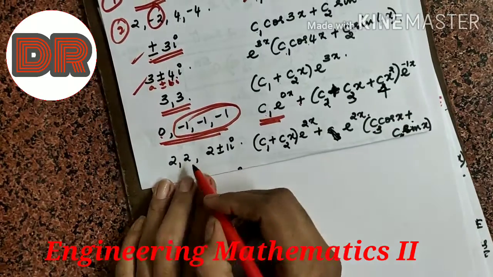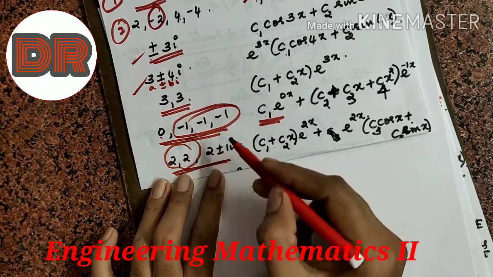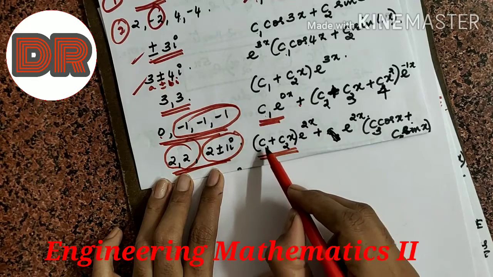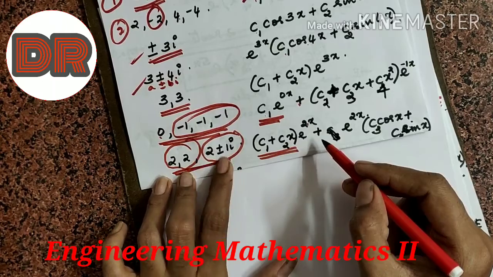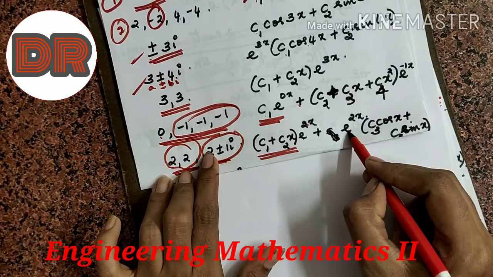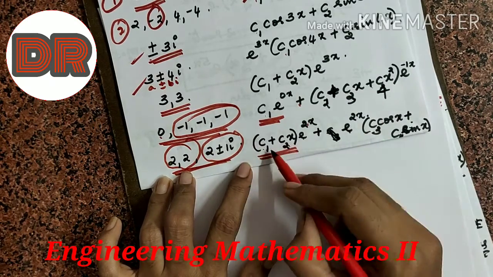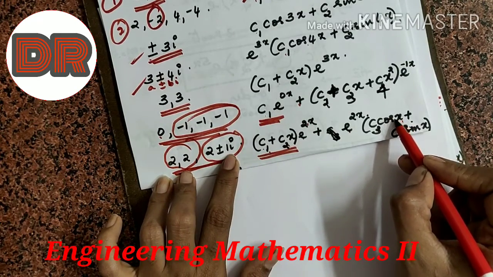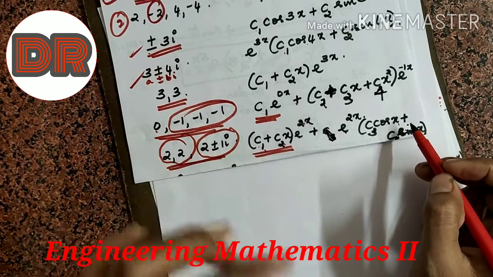In this example, we have real and repeated roots and also a pair of complex numbers. So we know that for real and repeated roots we write c1 plus c2x e to the power 2x, but it also has a pair of complex roots. So plus e to the power 2x into c3. Why am I using c3 here? Because c1 and c2 constants are already used here. So c3 cos x, because the b value here is 1, plus c4 sin x.